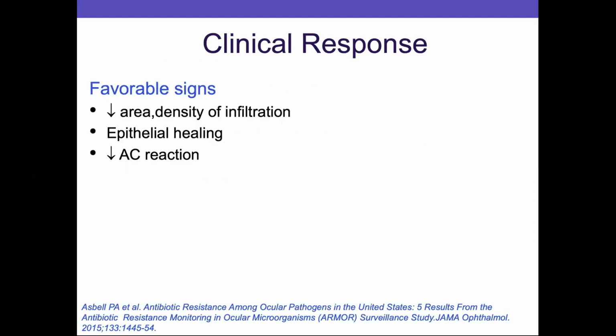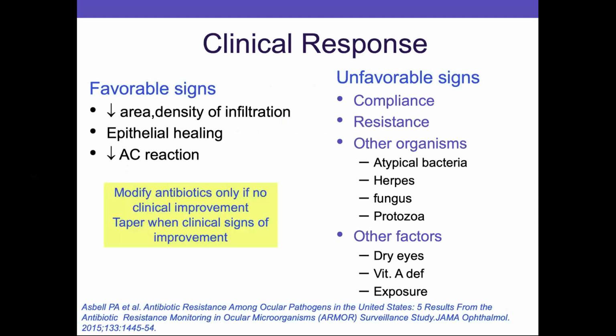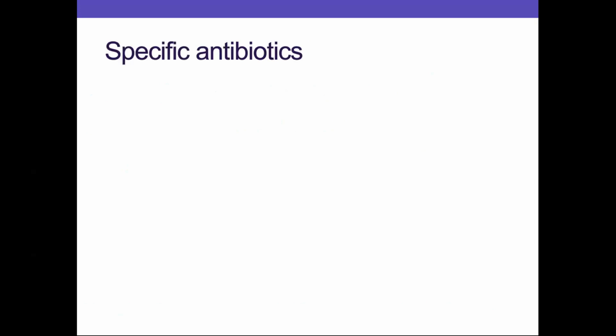So you have to see the clinical response. If it is favorable, with the AC reaction decreasing, the infiltration decreasing, and epithelial healing, then you continue the medication. And if it is unfavorable, then you look for other organisms like herpes, fungus, and protozoa, and other factors like dry eye, vitamin A deficiency, or exposure. But if the ulcer is responding, even if your culture sensitivity report says otherwise, change nothing about it.